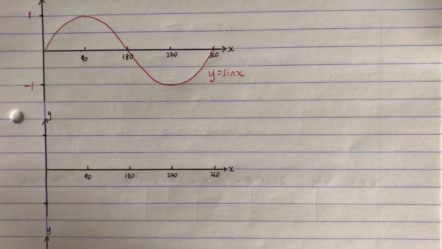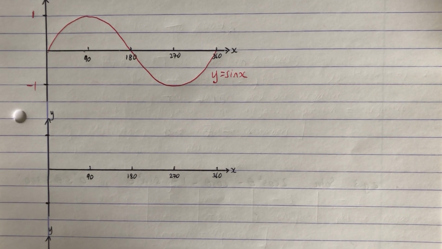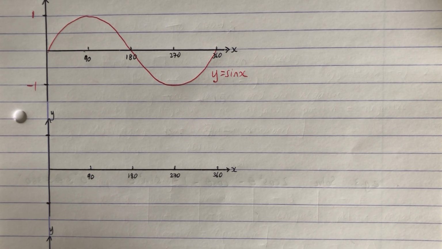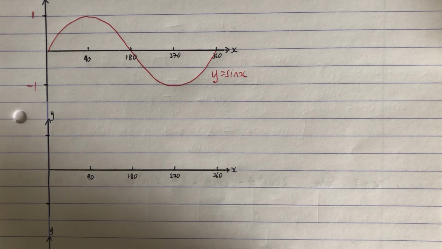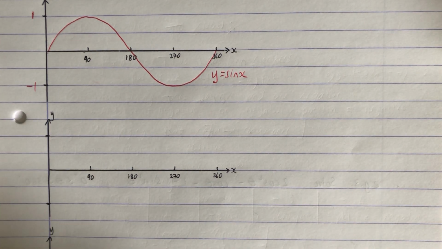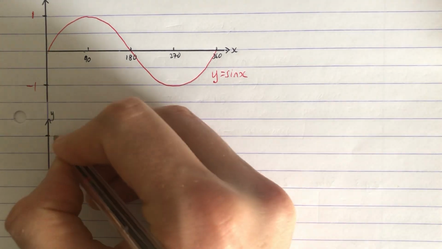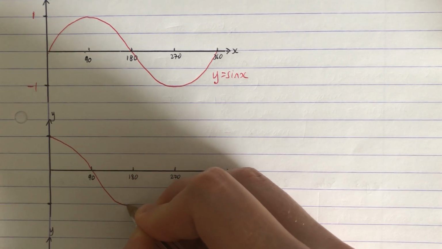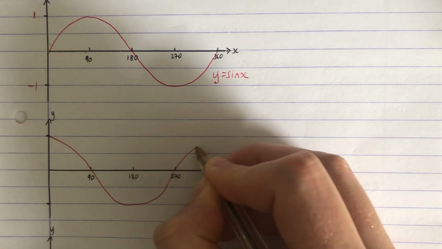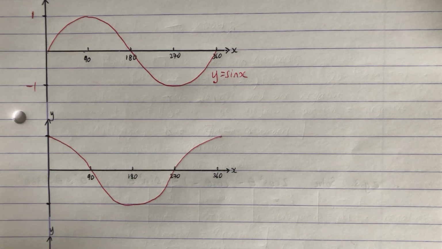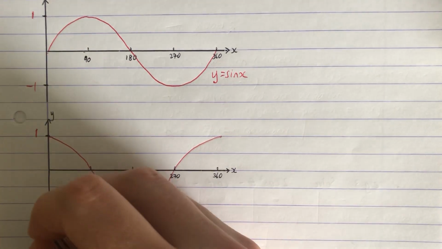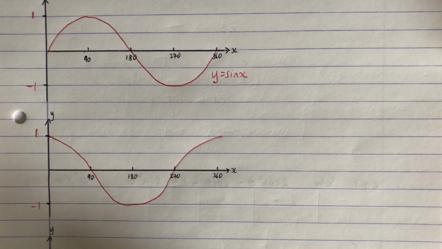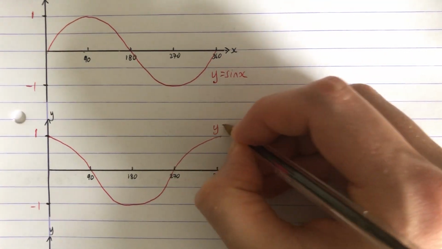Okay, another trig function you need to know the shape of the curve for is cos x. Cos x is a slightly delayed version of sin x. Same shape, just starts at a different point. Actually starts at its peak. Looks like this. And again, peak is 1, minimum is -1, and that would be y is equal to cos x.